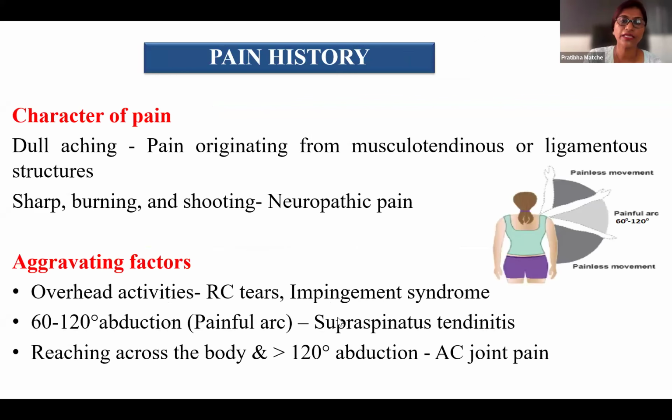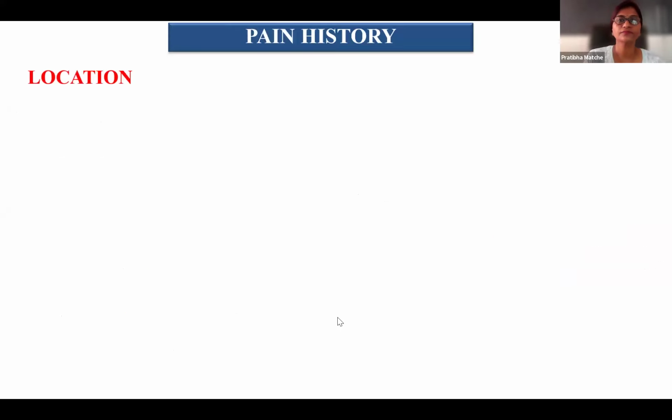Aggravating factors are very important to come to a conclusion or give a clue to the diagnosis. Any pain on overhead activities is suggestive of rotator cuff tears or impingement. Pain on abduction, especially between 60 to 120-degree abduction, which is called a painful arc, is suggestive of supraspinatus tendinitis. And pain on reaching across the body, or beyond 120 to 180 degrees, is suggestive of involvement of the AC joint.